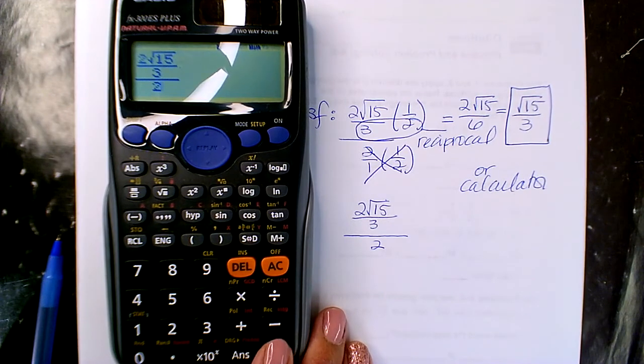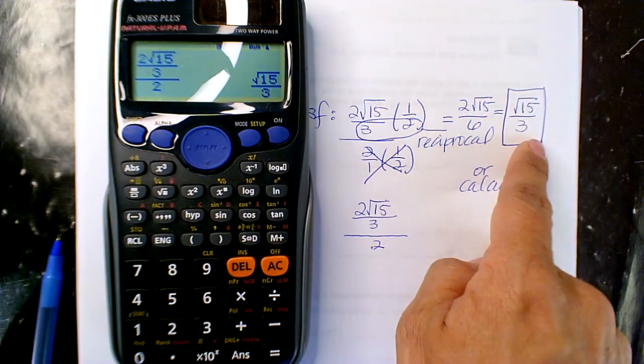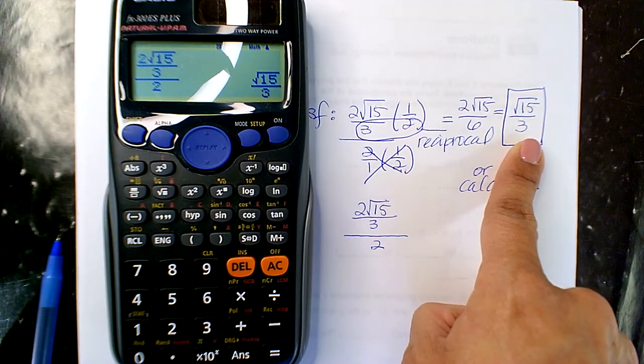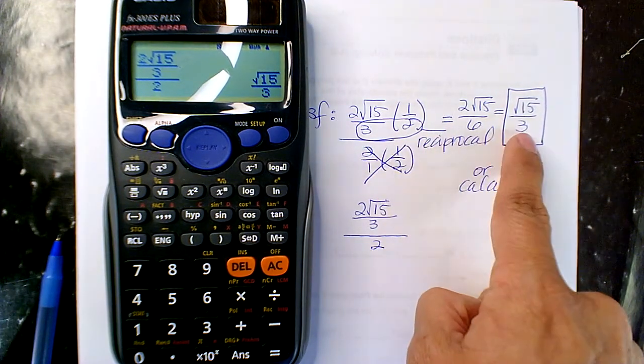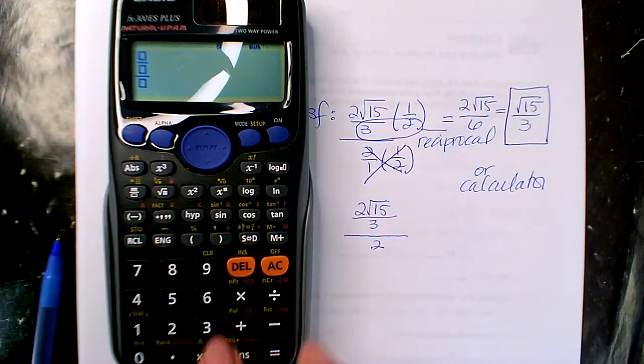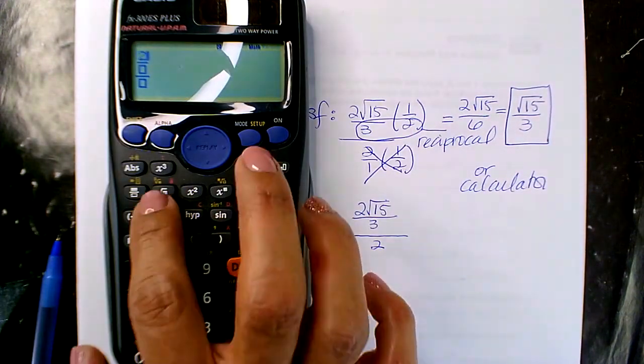And so if you type it in the calculator, rad 15 over 3. Don't you feel smart? Look at that. So if you don't want to do it by hand, calculator. So let's do it again. Double fraction. Your numerator is a fraction.